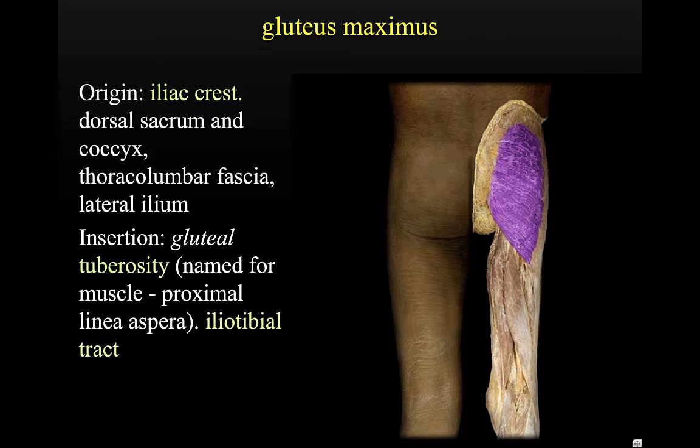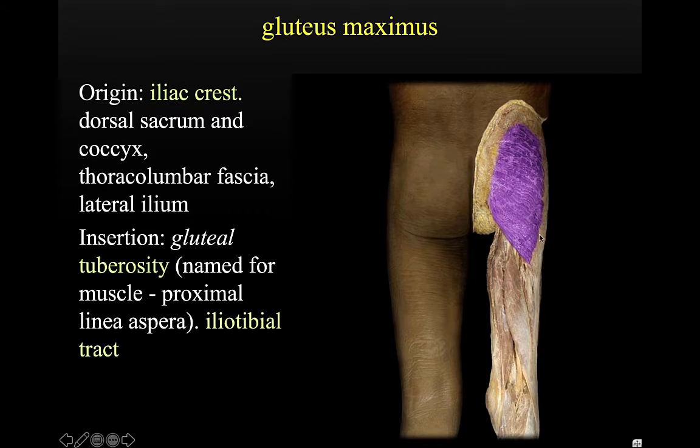So the origin of this is the iliac crest, the dorsal sacrum, and the coccyx, as well as the thoracolumbar fascia and lateral portions of the ilium. Basically, we can kind of find that iliac crest in here and follow this down onto the sacrum right there, and it's going to work its way diagonally across to get to the femur.